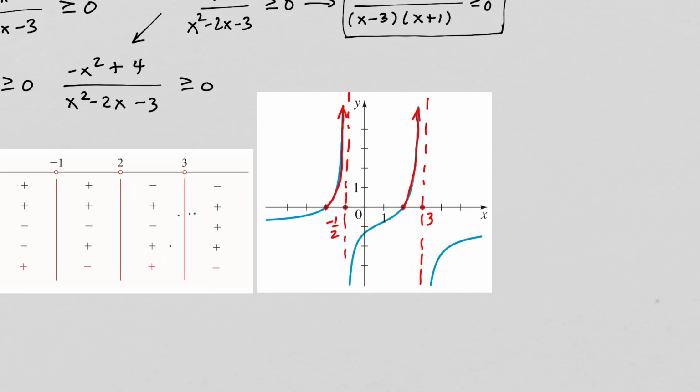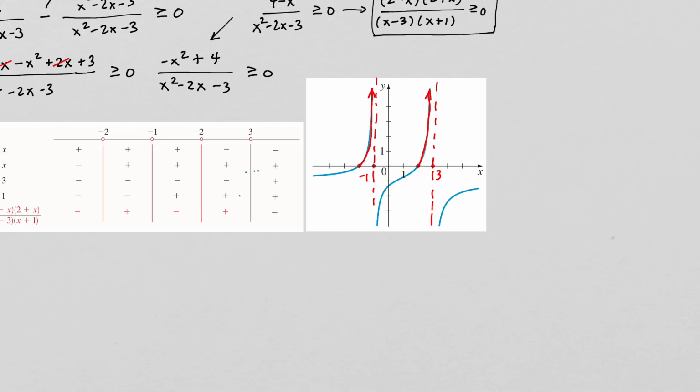Sorry, negative 1. Negative 1. I don't know why I said negative 1/2. There we go. Okay, so what's the solution? Well, the solution is, where is it above the x-axis? It's above between this value, which is negative 2, and this value, which is negative 1. So we're going to go negative 2 to negative 1.